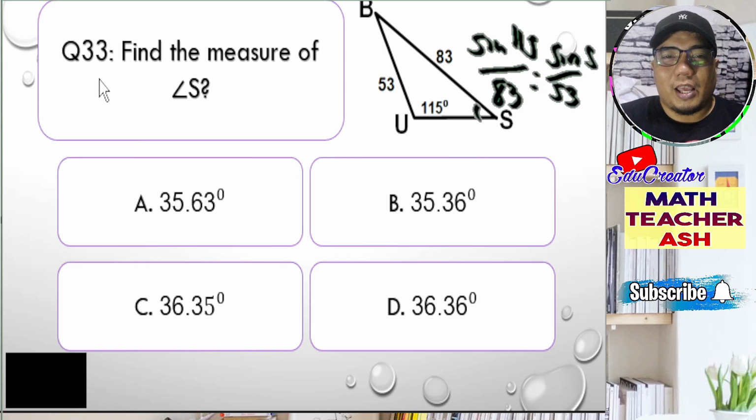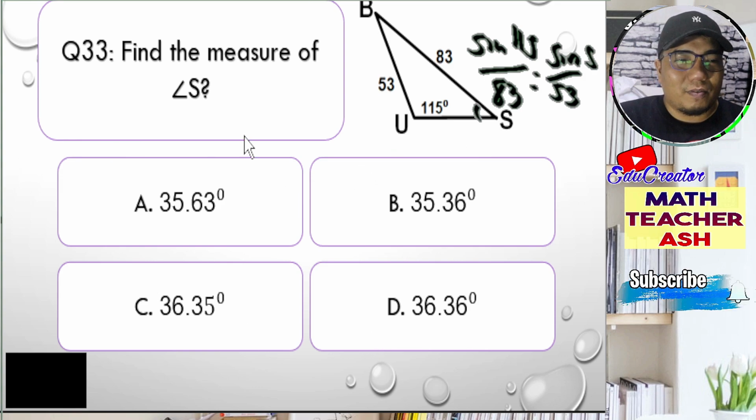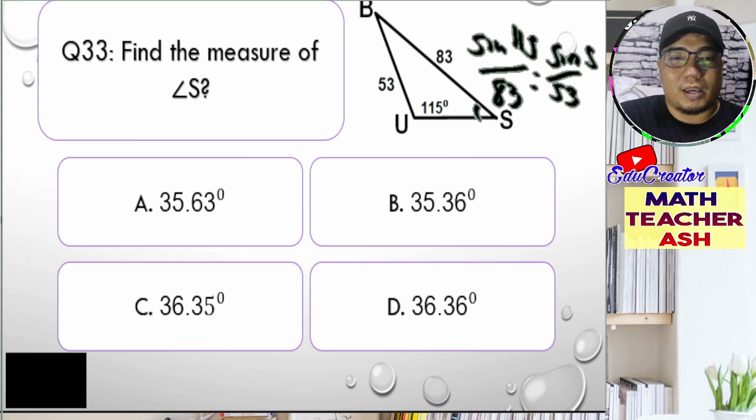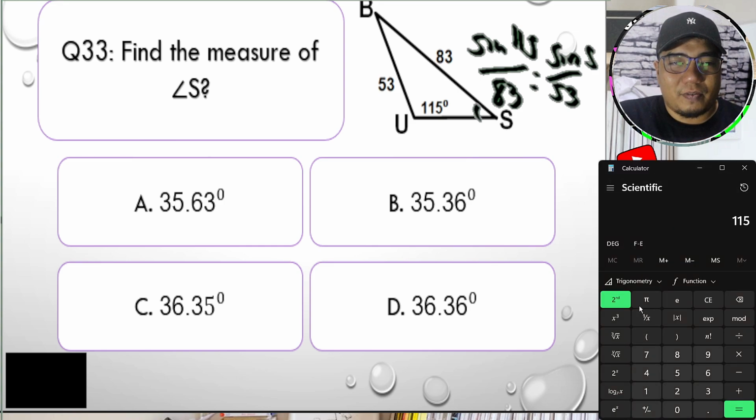Okay, math learners, in order for you to get the value of S, you just apply the law of sine here. So how do we do this one? You just use the calculator, sine 115 multiplied by the cross, which is 53, and then divide it by 83. I'll just show you in the calculator how to do that. So that is 115, and then you get the sine value of that. And then you multiply it by 53, which is the counterpart, and then you get the equals. And then once you multiply this one, you divide it by 83 and you get equals.